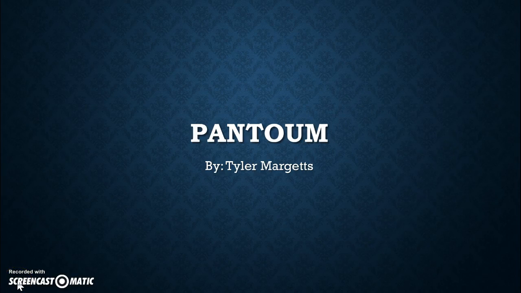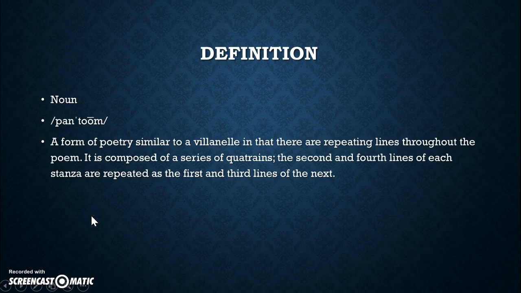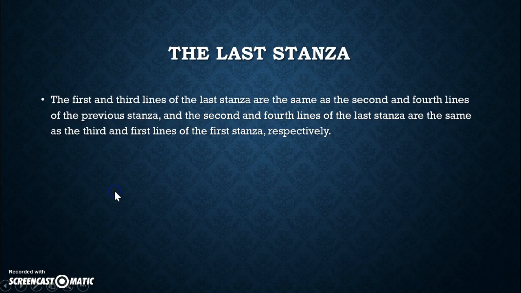Okay, this is Pantoum by Tyler Margetts. Pantoum is a noun. You can see how it's pronounced right there. It is a form of poetry similar to a villanelle in that there are repeating lines throughout the poem. It is composed of a series of quatrains. The second and fourth lines of each stanza are repeated as the first and third lines of the next.